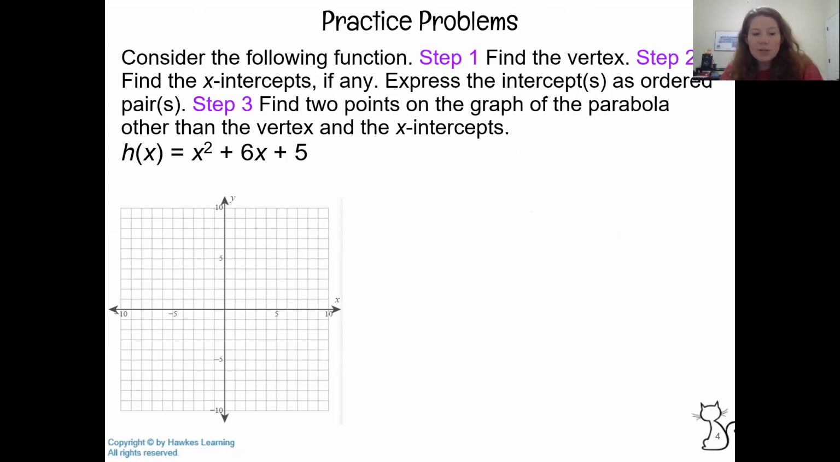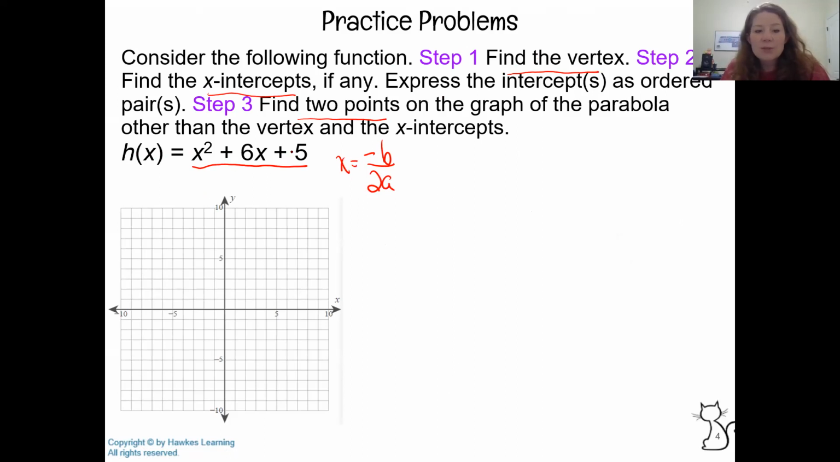All right, so the first thing we're going to do is graph this equation right here. The way to do that is we're going to find the vertex, then we're going to find the x-intercepts, and then we're going to find two other points. To find the vertex, you're going to use the equation negative b over 2a. So x is equal to negative b over 2a.